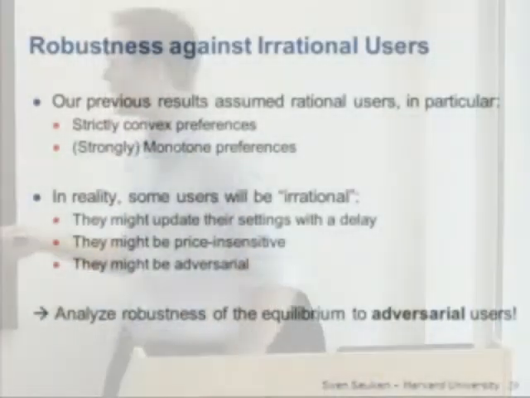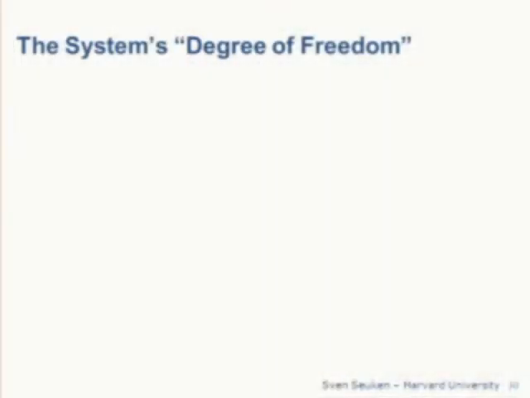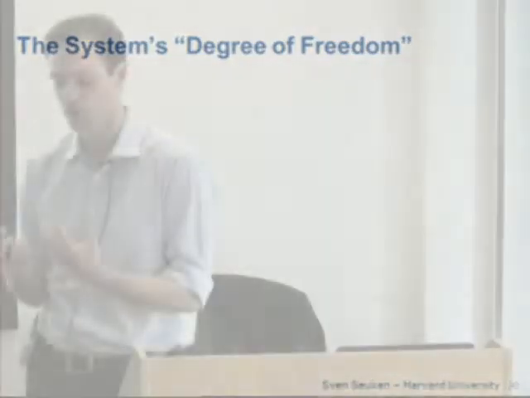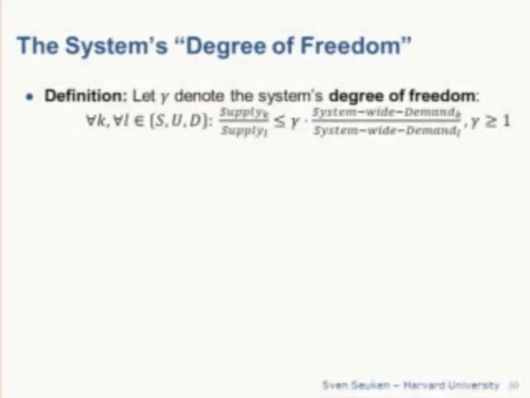So I was interested in analyzing the robustness of the equilibrium to this kind of adversarial user behavior. And calling it adversarial from here on is essentially assuming that the users are updating their settings in the worst possible way for the existence of an equilibrium. So it's incorporating all of these. And it turns out that the robustness of the equilibrium depends a lot on the degree of freedom that we're giving the users. So the degree of freedom is, I'll define this parameter gamma, which denotes this degree of freedom in the following way.